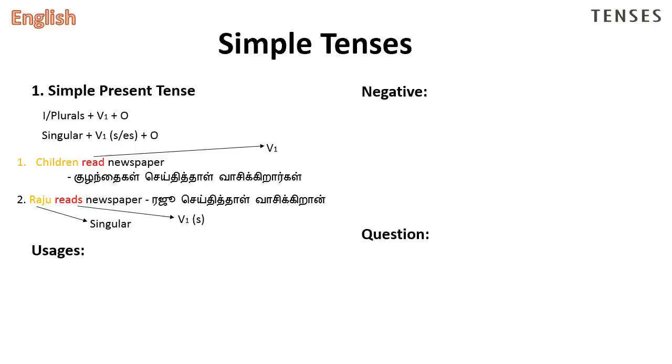For example, I wake up at 5 o'clock in the morning. நான் காலை 5 மணிக்கு எழுந்திருக்கிறேன். டெய்லி எழுந்திருக்கிறேன். அது நேற்றுக்கு சரி, இன்னைக்கு சரி, நாளைக்கு சரி. Okay, I do my homework regularly. நான் என்னுடைய வீட்டு பாடங்களை தவறாமல் செய்கிறேன். So நீங்கள் ரெகுலராக செய்கிற ஆக்ஷனை தான் ஹேபிட் சொல்லுவோம்.